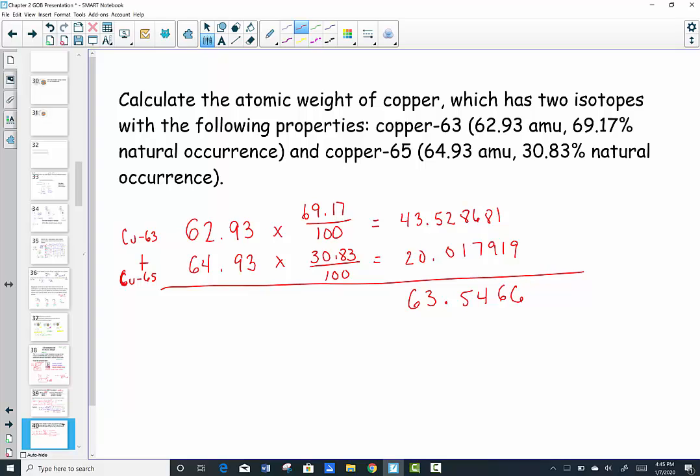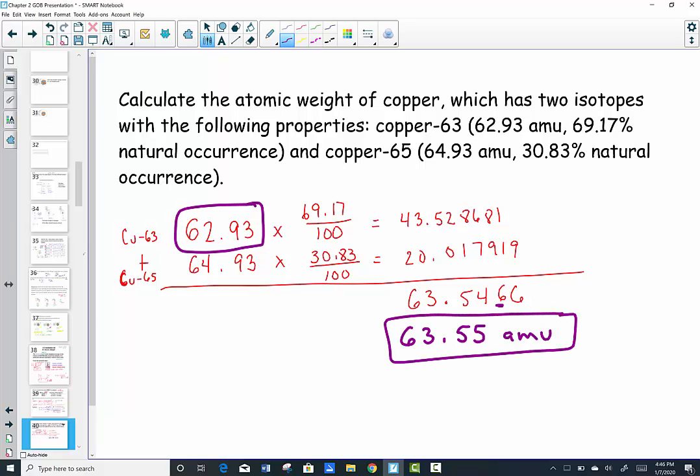All right. Go into the data table and check how many decimal places, how many sig figs, for the original mass numbers. And you can see that there were 4 sig figs originally, 2 decimal places. So I'm going to need to round my final answer, 63.55 atomic mass units.